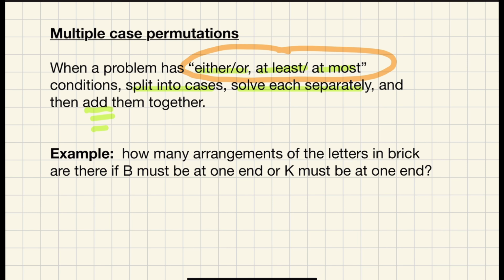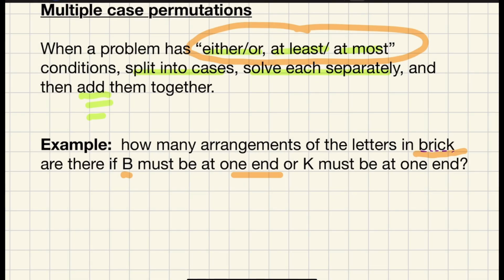If we look at the first one here, it says, how many arrangements of the letters in brick are there if B must be at one end or K must be at one end? So I can split this into two cases. One where the B must be at one of the ends, and the other case where the K must be at one end. So if I look at case 1, where your B is at one of the ends, either the beginning or the end.